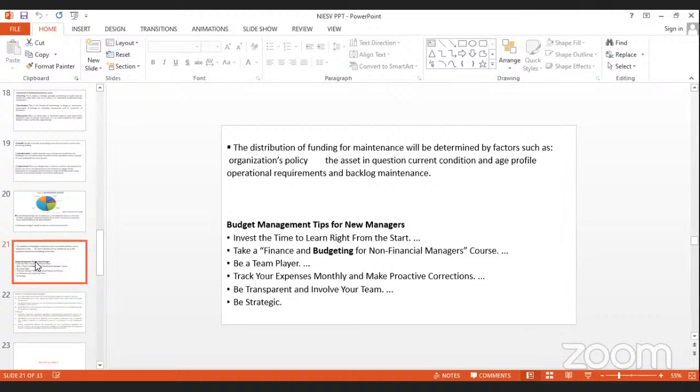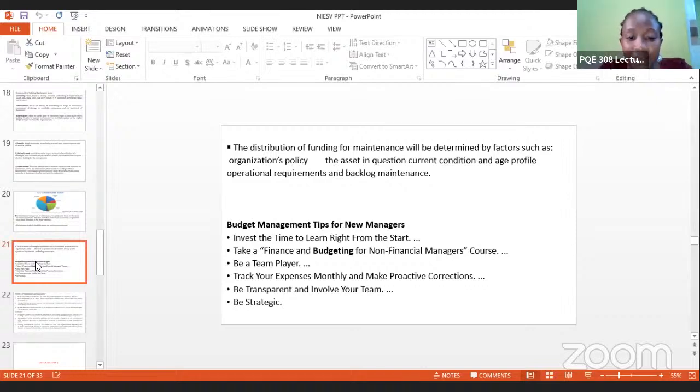For every organization, they have someone. Of course, someone is going to be in charge of budgeting. It is not the CEO that will be in charge of budgeting. Somebody is going to be in charge of budgeting. So, this is just tips for a new budget manager.